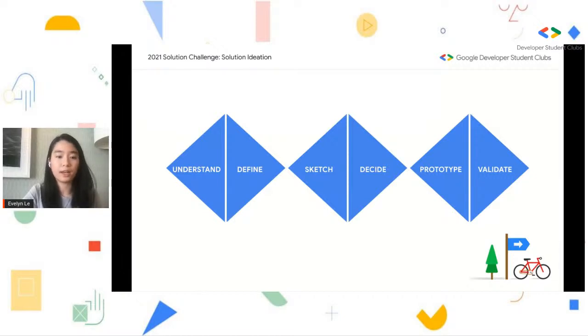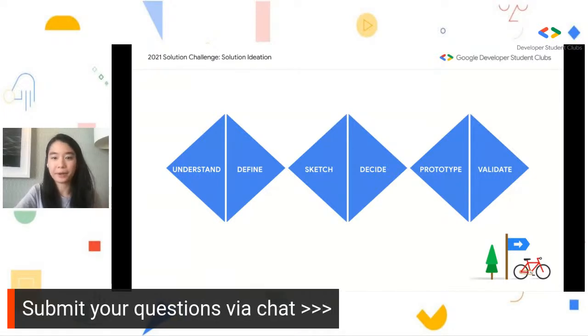The third and the fourth are, I would say, the most interesting part, where you actually sketch the ideas on paper, and you start deciding which ideas you want to pursue, which direction you want to develop the solution. And then for the last 2 phases, you're going to prototype your ideas and test them out with users.